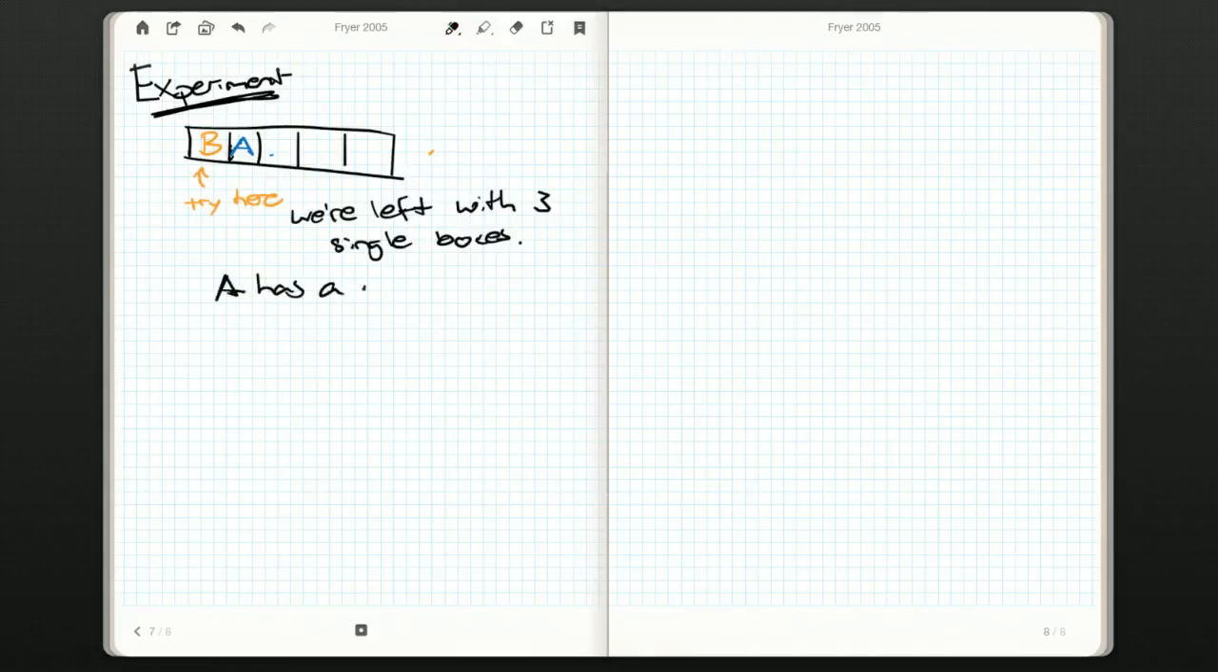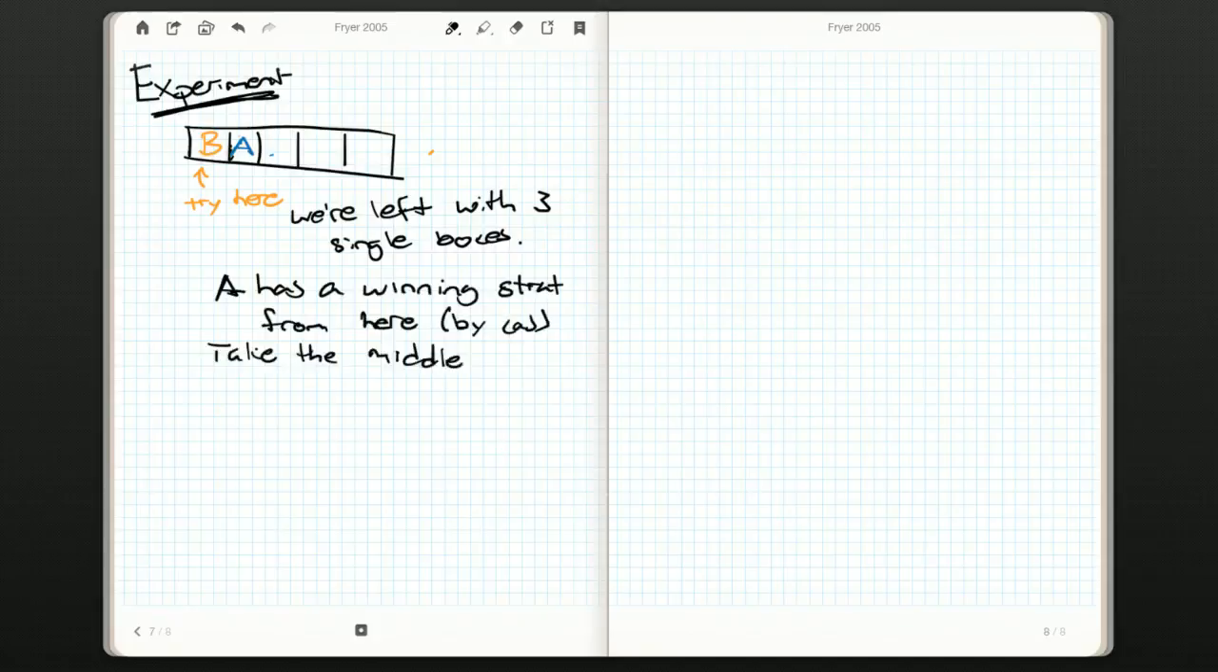On has a winning strategy. Right, we just need to take this middle square here, and then we know from part A that there's nothing that can be done. On's going to win. Okay, so let's try another.